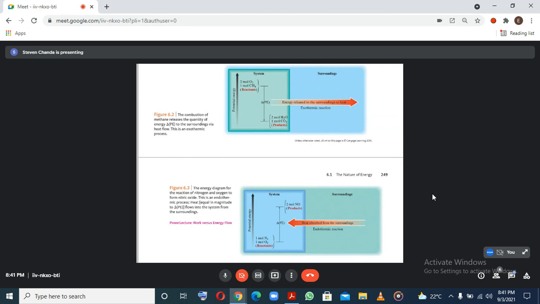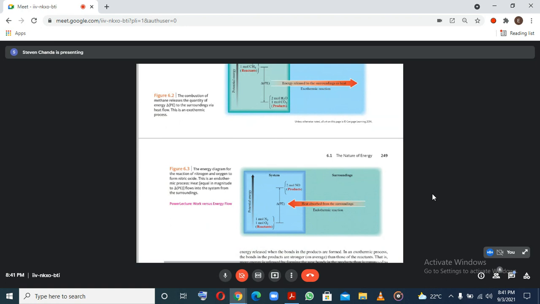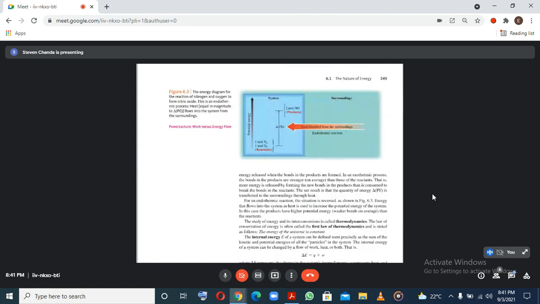Now we talk about an endothermic reaction. The opposite is true. The reactants are at a lower energy level, but as the reaction occurs, the system gains energy, gains heat from the surroundings. And what do we see? The products now have a higher potential energy. Potential energy basically means the capacity for them to do work on something. So that's something to take note of.